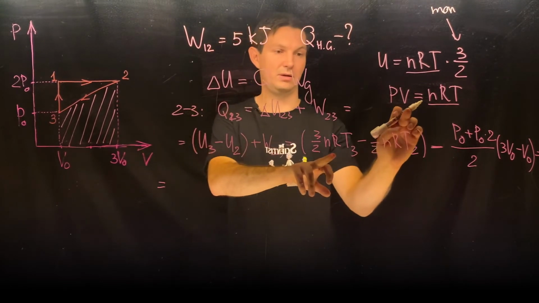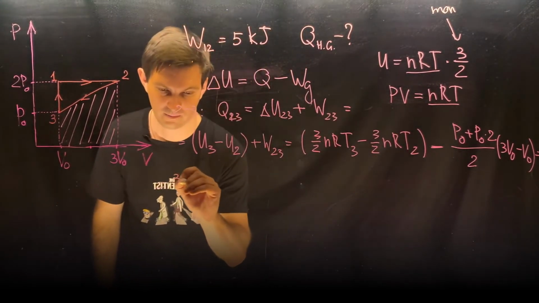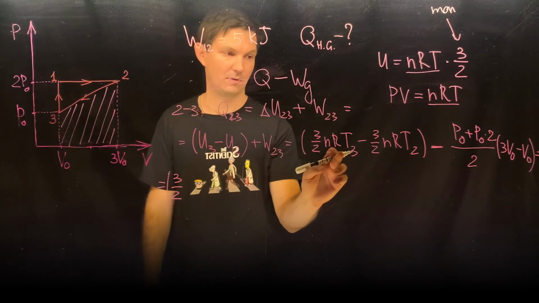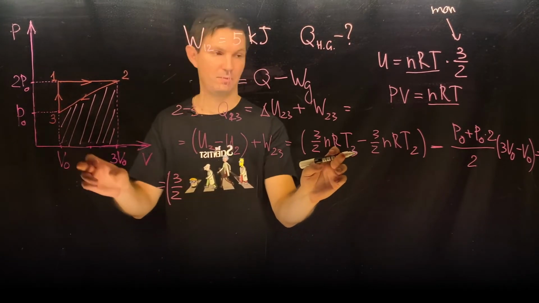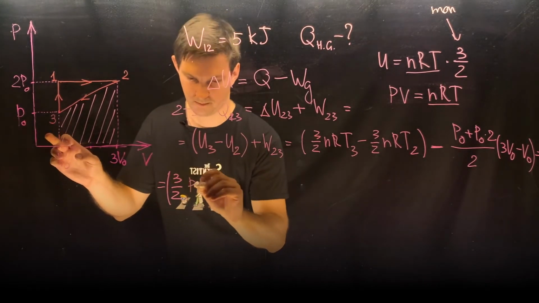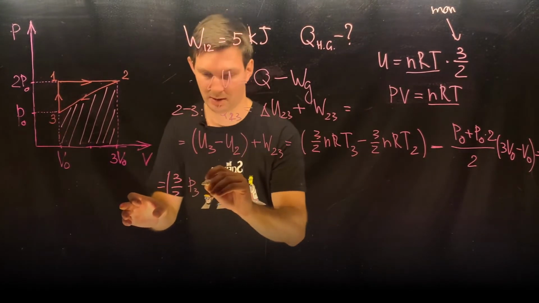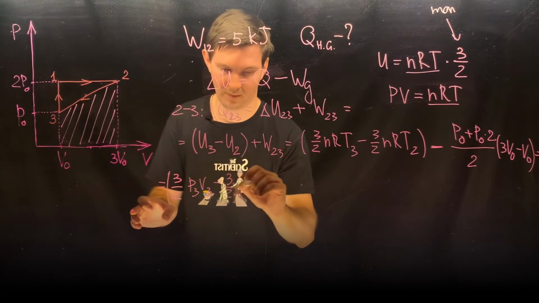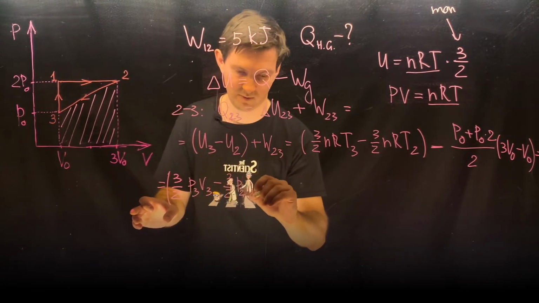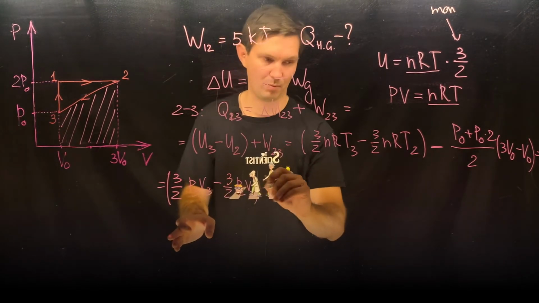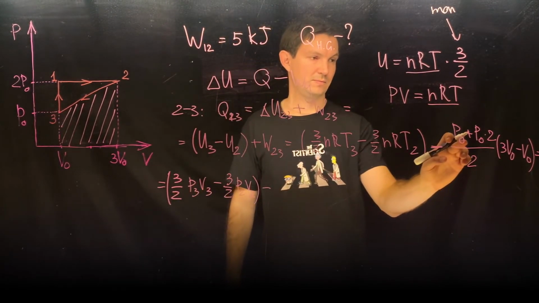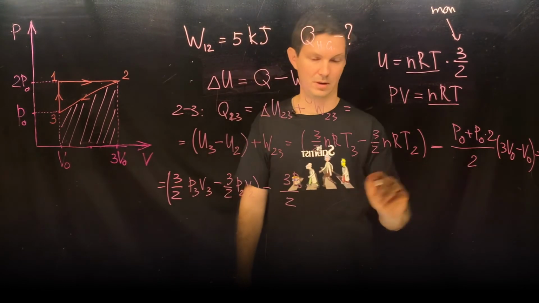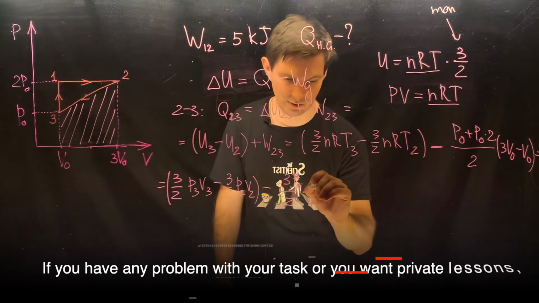So it equals to, let's substitute the ideal gas law here, and we know that 3/2, in this case state number 3, it is pressure of the third state times volume of the third state minus 3/2 pressure of the second state times volume of the second state minus, it is 3P0 divided by 2 and multiplied by 2V0.